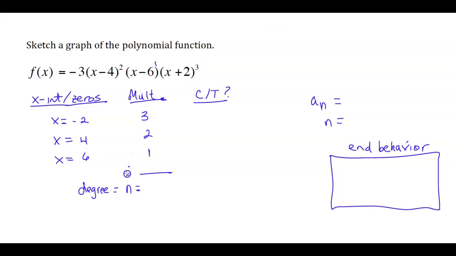And so I'm going to go ahead and bring this up here. So this will be in here, and of course it's going to equal the degree. So I'll just write it like that.